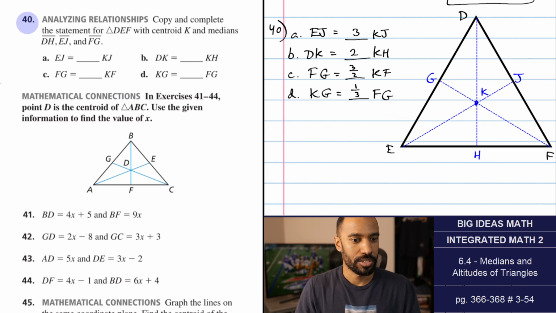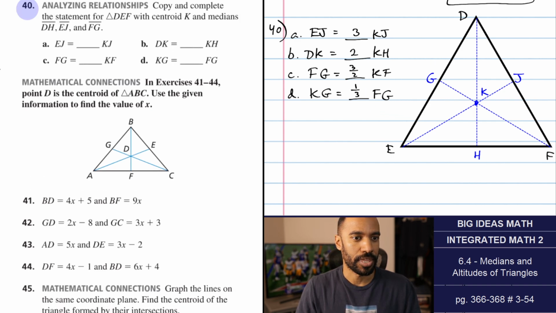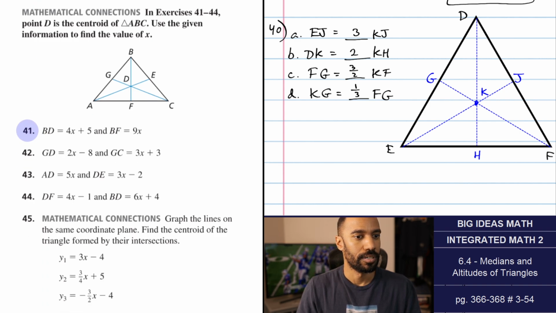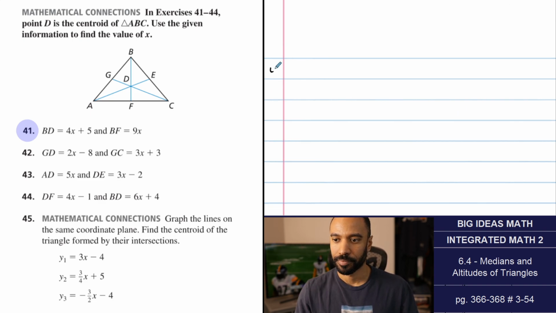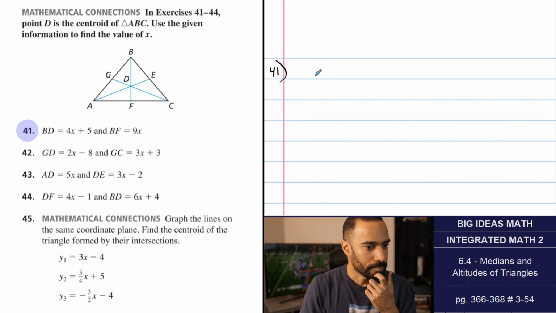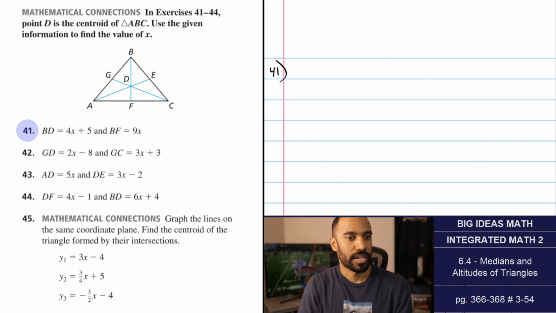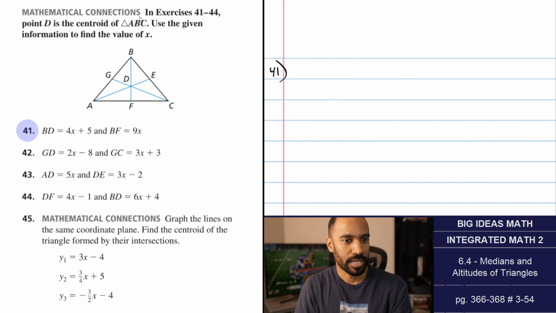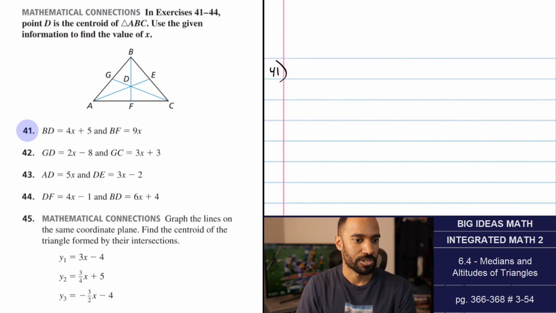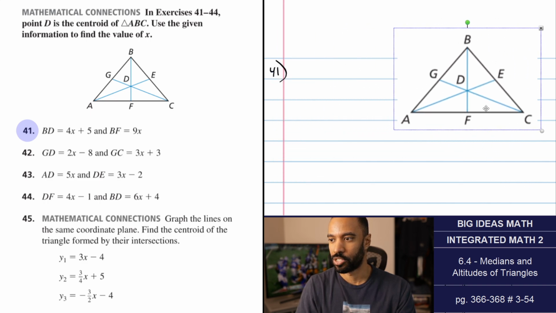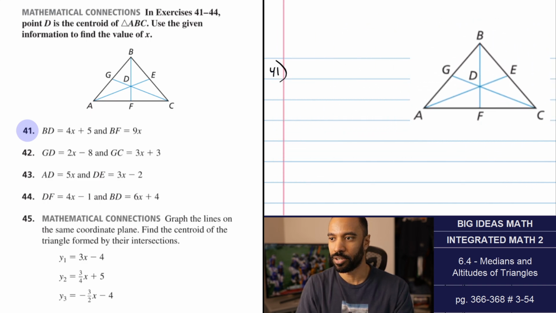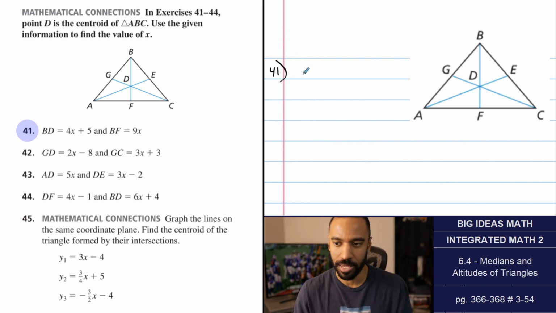Numbers 41 to 44, I think I'm going to flip to the next page on my binder paper here. In exercises 41 to 44, point D is the centroid of triangle ABC. Use the given information to find the value of x. So I kind of like these questions in the way that we get to use the proportions with algebra. So let's just keep this guy here in case it's useful. I don't know if it will be.